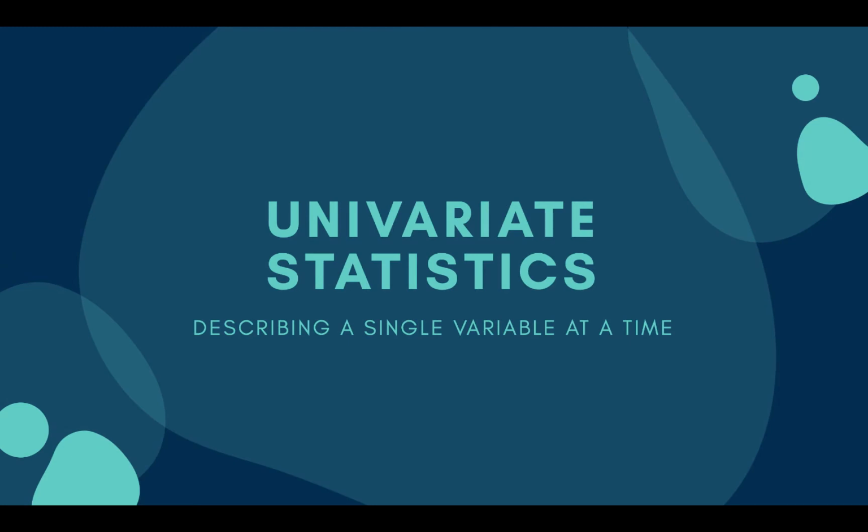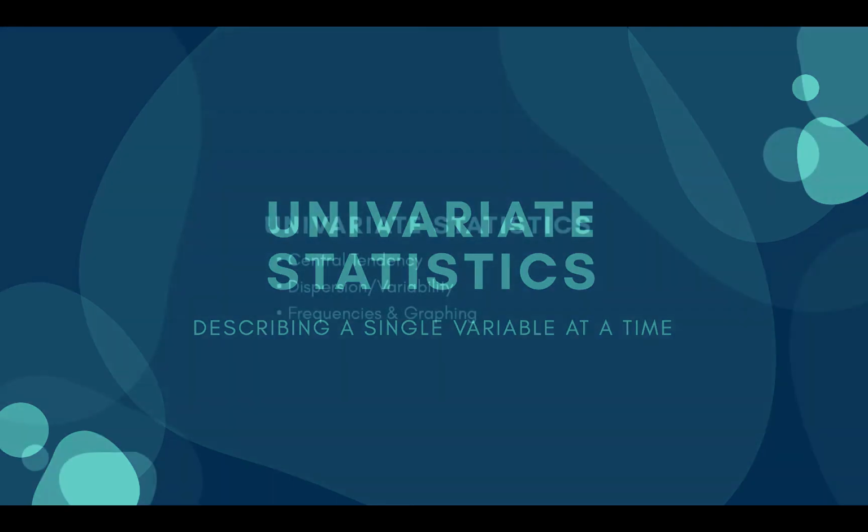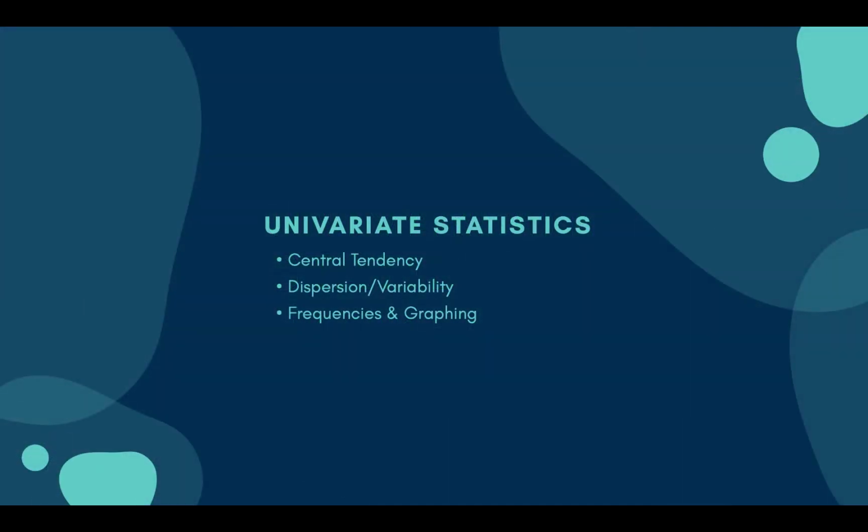Univariate statistics really focuses on describing a single variable at a time. Univariate statistics really focuses on 3 main things. We have measures of central tendency, which are mean, median, and mode. Measures of dispersion, also known as measures of variability, are range, variance, and standard deviation. And then we have frequency tables, frequency distributions, and graphs.